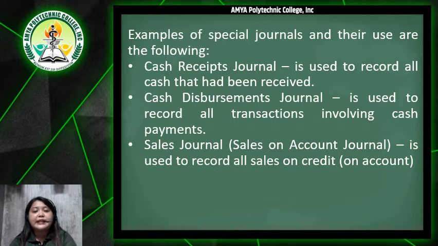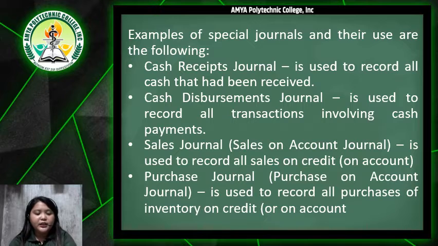Third, we have the sales journal, or the sales on account journal. This is used to record all sales on credit or on account. And the last one is the purchases journal, or the purchases on account journal. This is used to record all purchases of inventory on credit or on account.